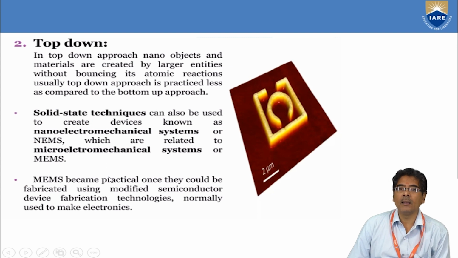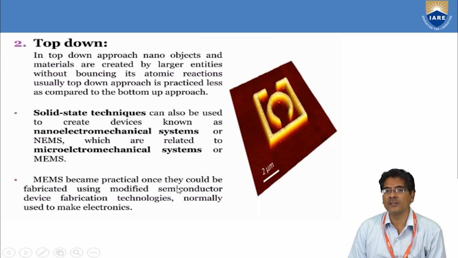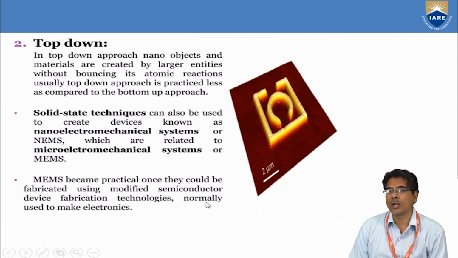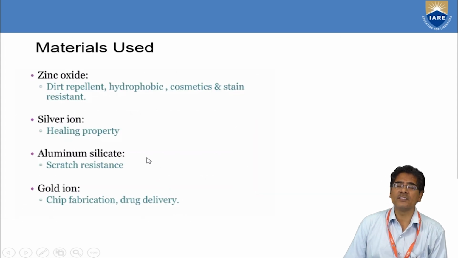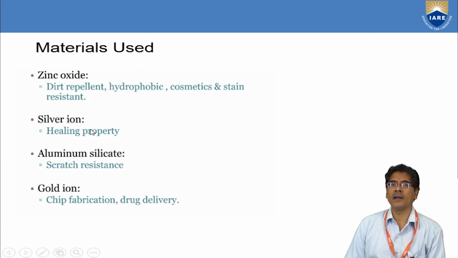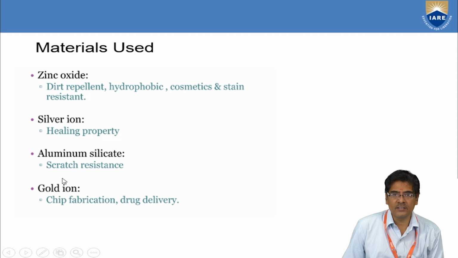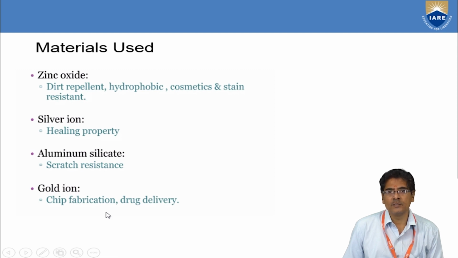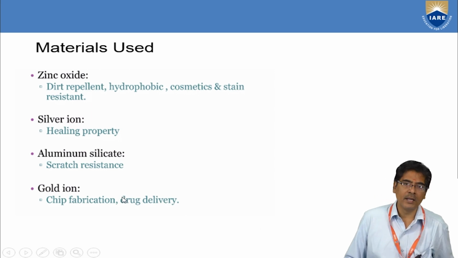MEMS became practical once they could be fabricated using modified semiconductor device fabrication techniques, normally used to make electronics. The materials used for NEMS or MEMS are zinc oxide, which is dirt repellent, hydrophobic, cosmetic and stain resistant. Another is silver ion, which has a healing property. Another is aluminum silicate, which is scratch resistant. Another is gold ion, used for chip fabrication and drug delivery techniques.